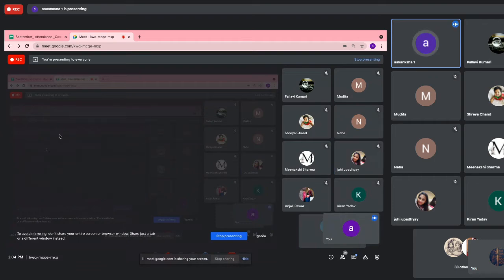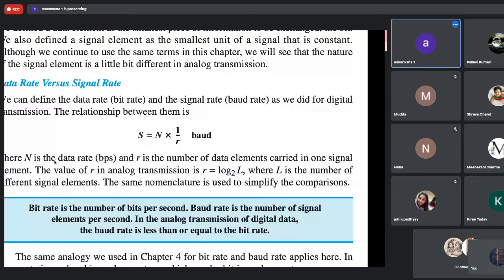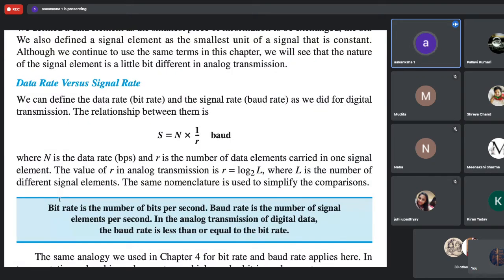So if I'm only having a single signal element that can only represent one bit of information, then baud rate can be equal to bit rate. Okay. So it says baud rate is less than or equal to the bit rate. So it can be less than or it can be equal to the bit rate.